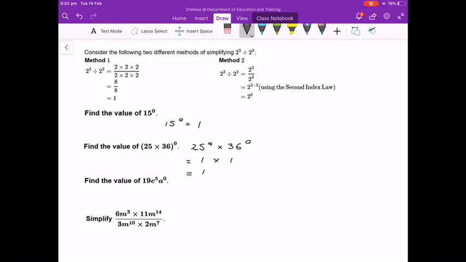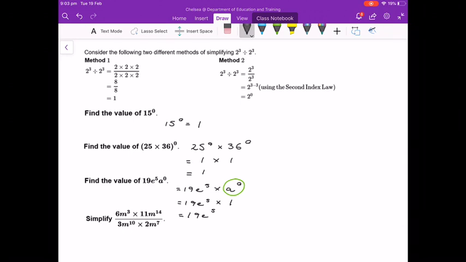Find the value of 19e to the power of 5, times a to the power of 0. A little bit further, because we know when there are pronumerals together, they've been multiplied. Question, we have 19e to the power of 5 times 1. The answer is itself. We'll look at the last question.